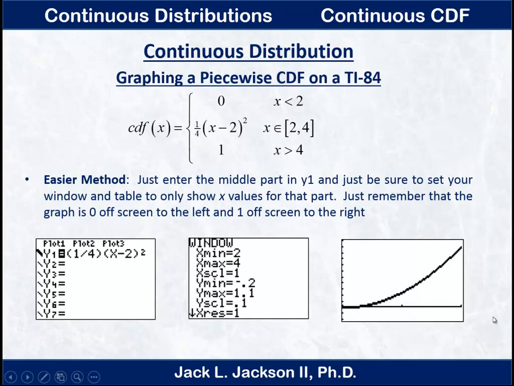So we have seen how to take a continuous distribution. If we're given a graph, we can find probabilities and inverse probabilities. If we're given a formula for the CDF, we've seen how we can use our calculator to find probabilities and inverse probabilities of various different types. In our next video, we'll start looking at how we can take a PDF graph and see probabilities on the PDF graph.